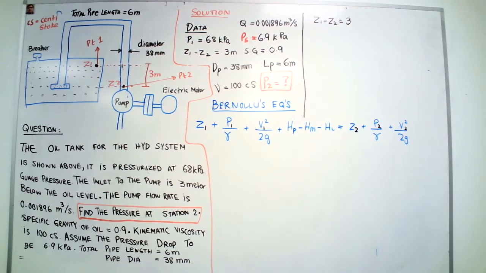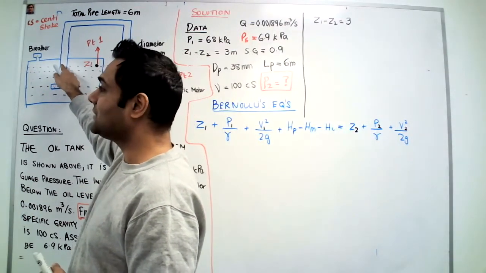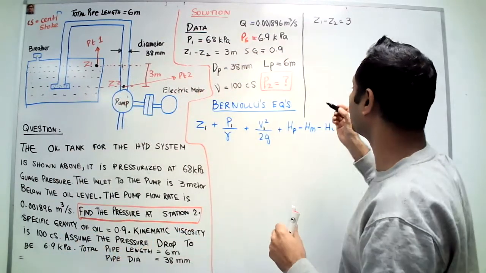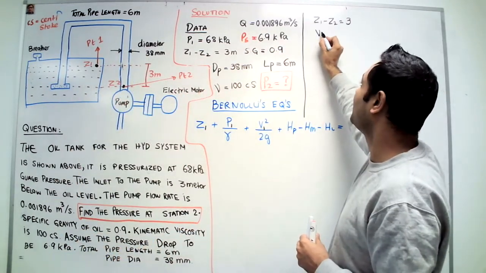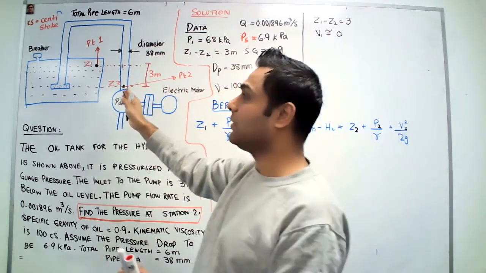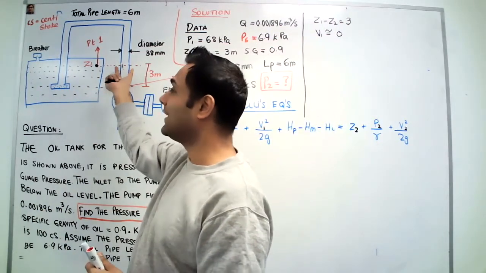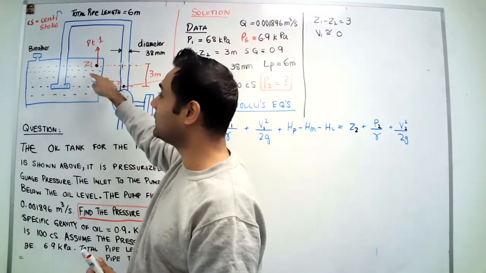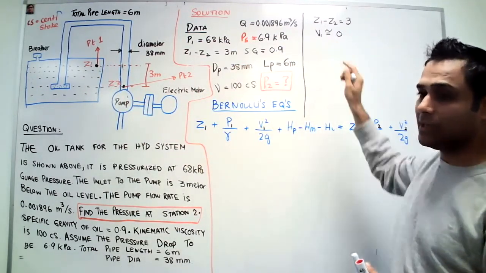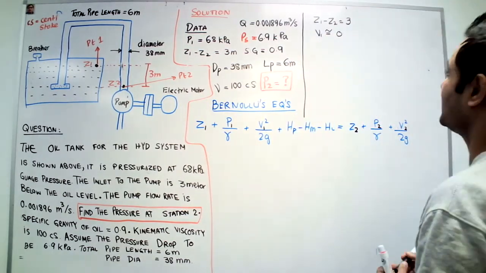Now we need to assume that the velocity here is going to be 0. Velocity at point 1 is going to be 0 because it is flowing at very low velocity. So velocity 1 is nearly equal to 0. The reason is that the diameter of the tank is a lot bigger than the pipe diameter. So the velocity is very small, nearly equal to 0. Now we can find out the velocity 2.